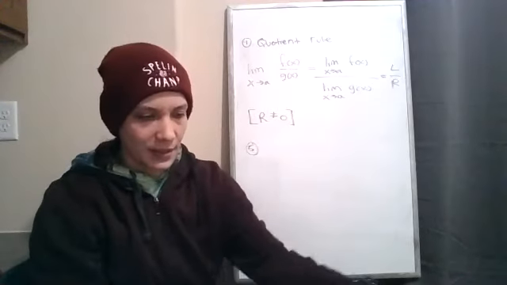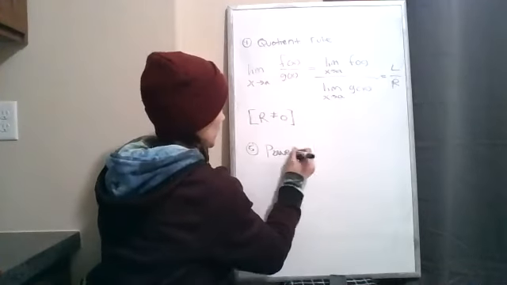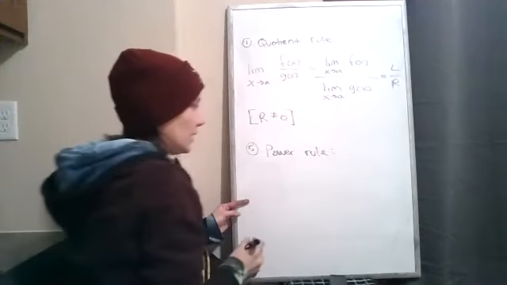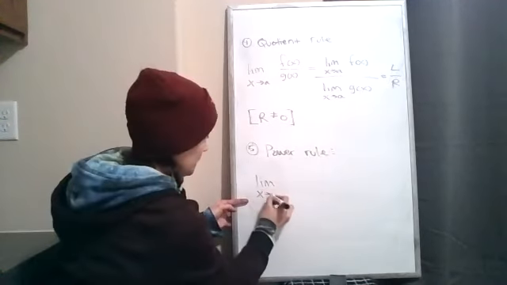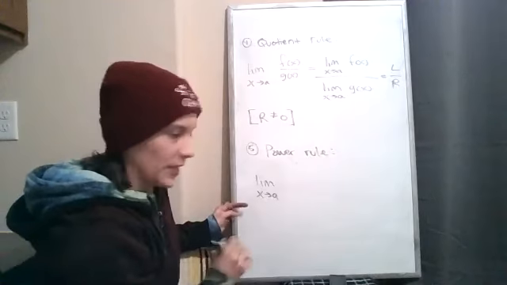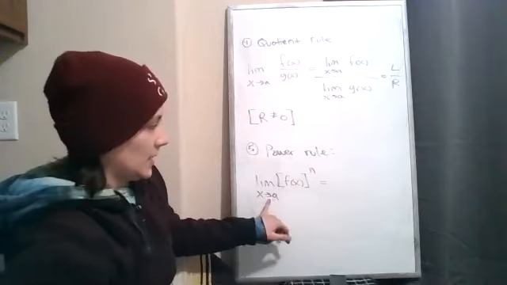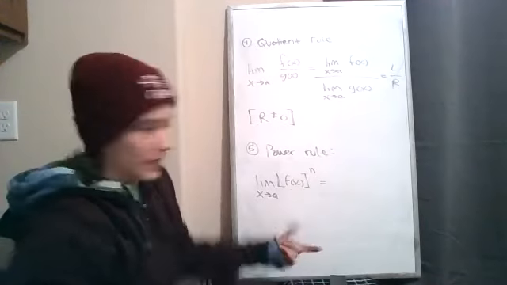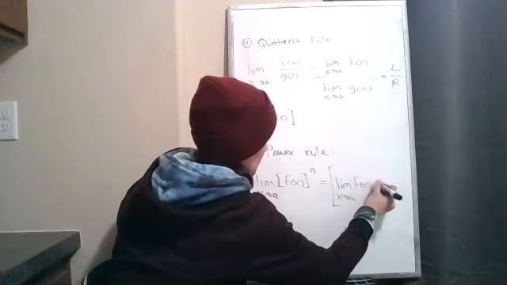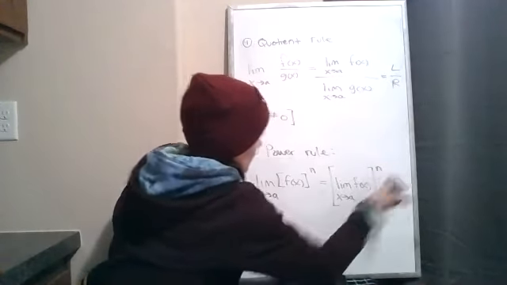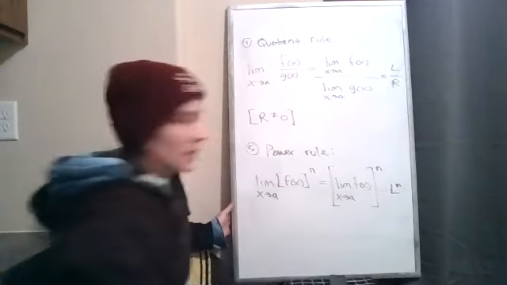Number 5. Power rule. The limit as x goes to a of f of x to the n is the limit as x goes to a of f of x, with the power n. So some number L with the power n.